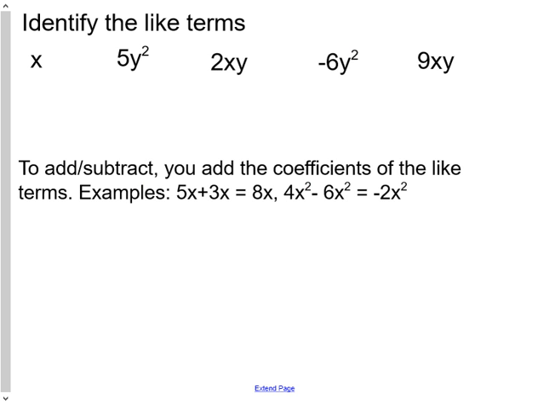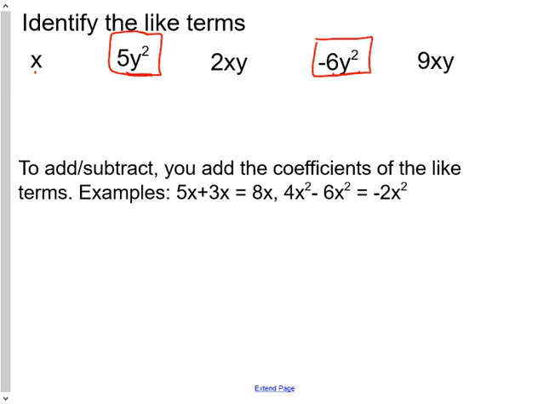So one more time, like terms, we've got x, 5y squared, 2xy, minus 6y squared, and 9xy. Now, just reading it out loud, which one did I repeat? Nothing else is just x, so we're going to knock that one. That first one doesn't have a match. Next, going to 5y squared. Do we have anything else with a y squared? Right here, just y squared. So these, I'm going to box these, are like terms. 5y squared and minus 6y squared are like terms.